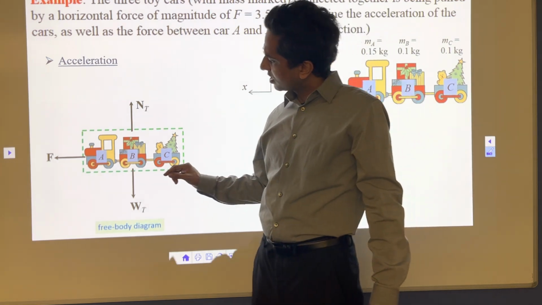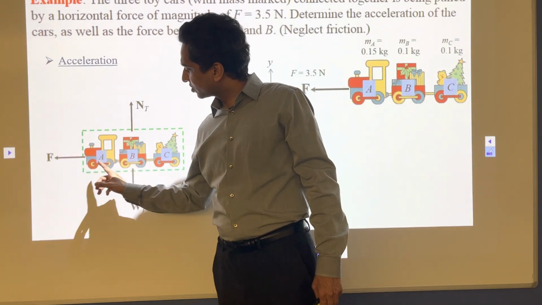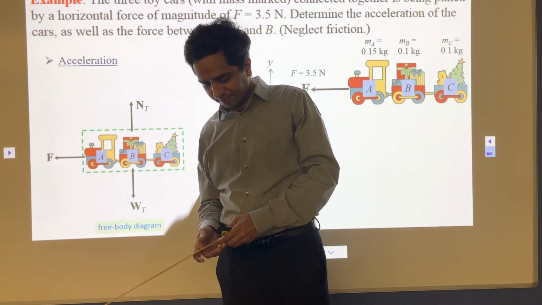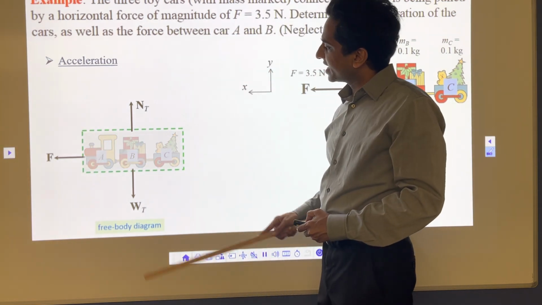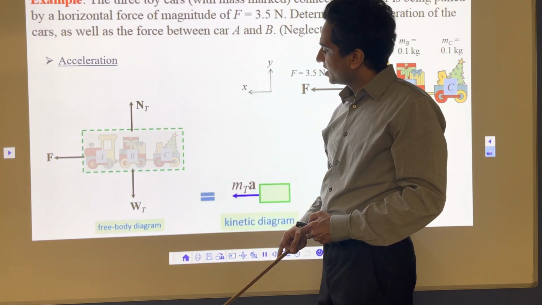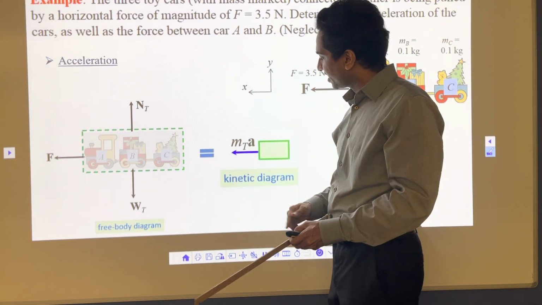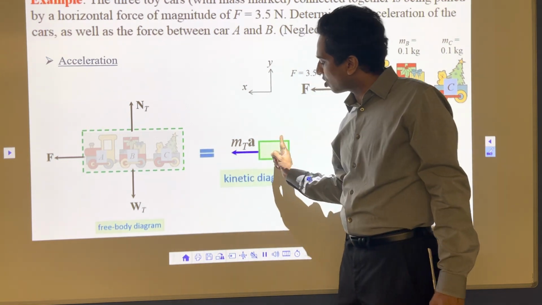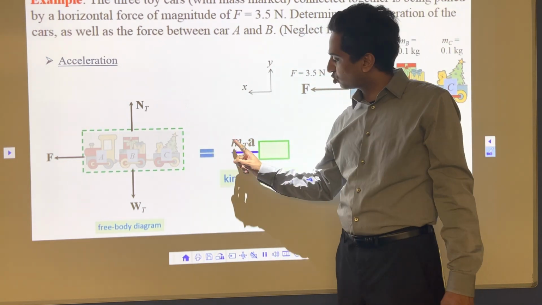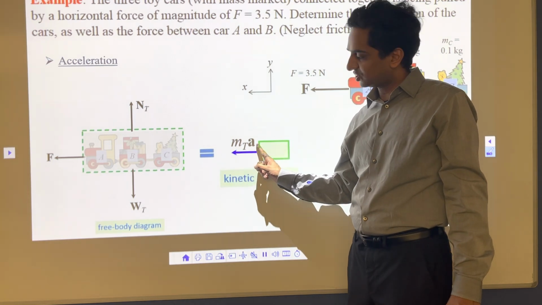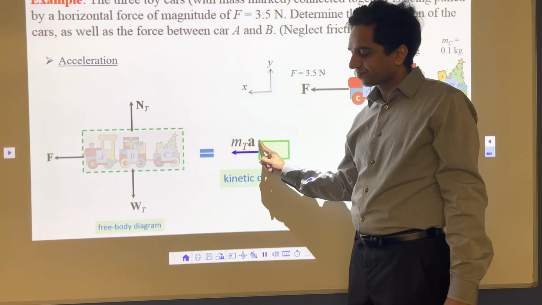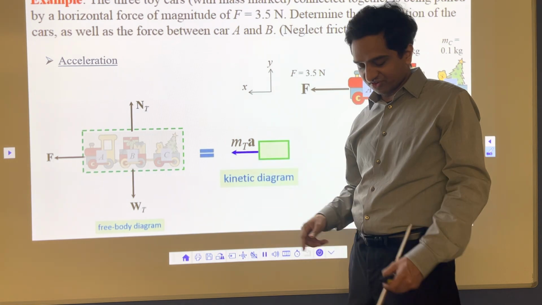So now my objective is to calculate the acceleration of this car. Once I draw a free body diagram, so this one is my free body diagram, I'm going to draw a kinetic diagram which represents motion. So this is the same block here, it's moving in this direction, total mass times acceleration. That's what we want to find out. That's the problem, find out the acceleration.